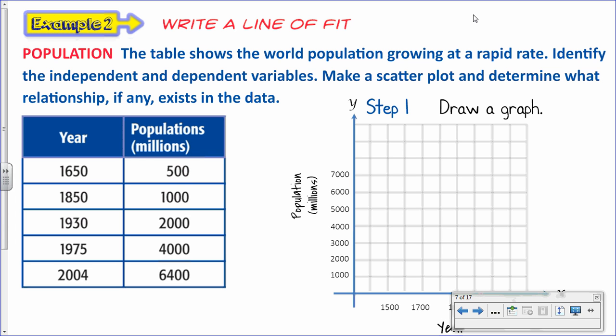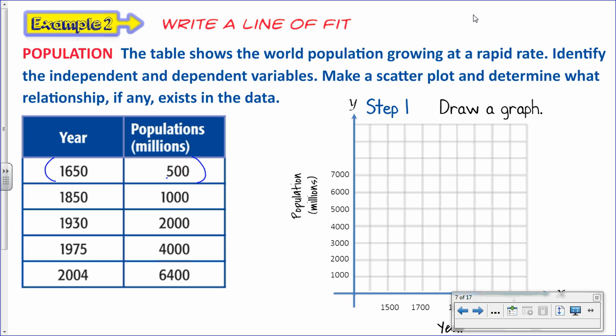So now, the table shows the world population growing at a rapid rate. We want to identify independent and dependent variables and then make a scatter plot to determine what relationship, if any, exists in the data. Okay, there's already some relationship here, isn't there? What's the relationship? Right, but more importantly, in 1650 there was what? Okay, so that's a relationship, isn't it?